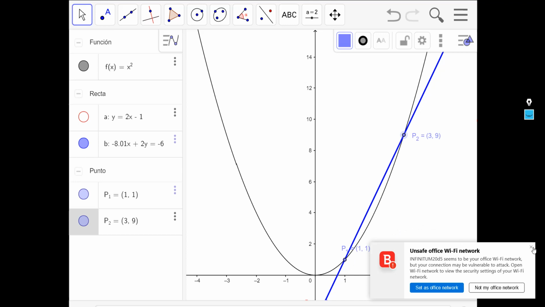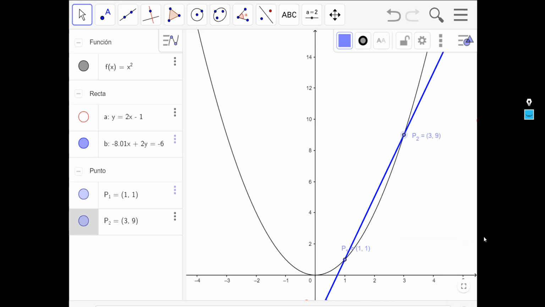What you should get is 4. I'm sorry, yeah, it's 4. You should get 4. Okay, perfect. So let's continue. So basically, we know how to calculate the slope of this secant line.